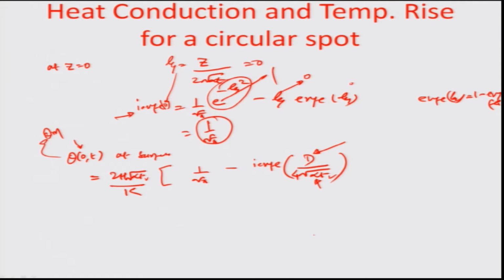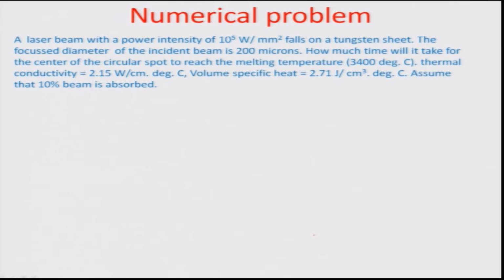Okay. So, here let us say we try to address a numerical problem where there is a laser beam with power intensity 10 to the power of 5 watt per millimeter square, that is 10 to the power 7 watt per centimeter square, which falls on a tungsten sheet, and we take the focus diameter of the incident beam in this particular case to be about 200 microns. So, this is what the diameter d is equal to, 200 micrometers.